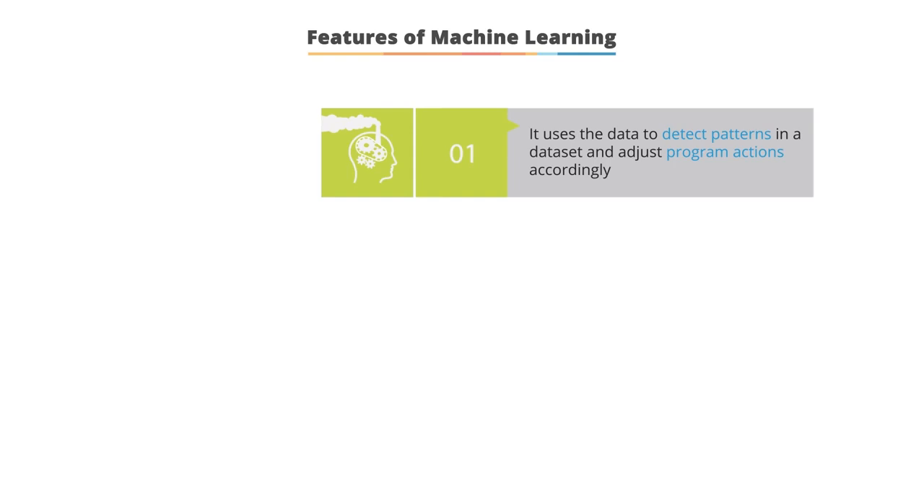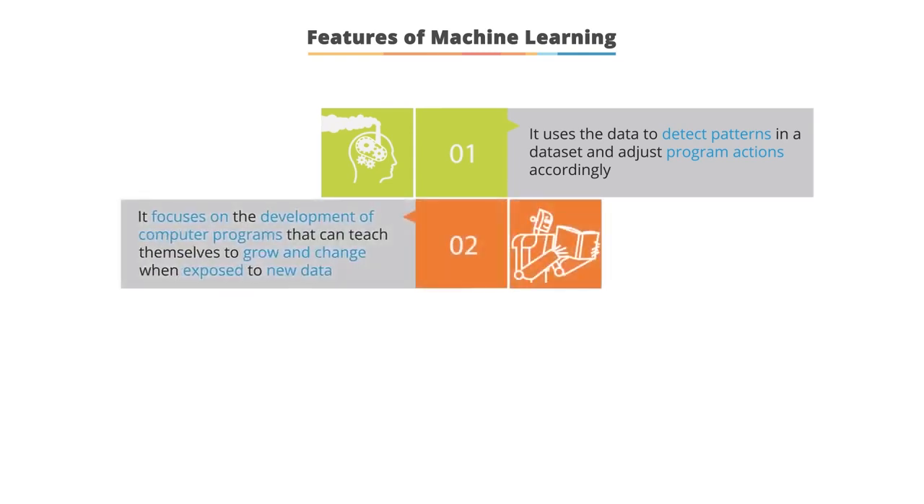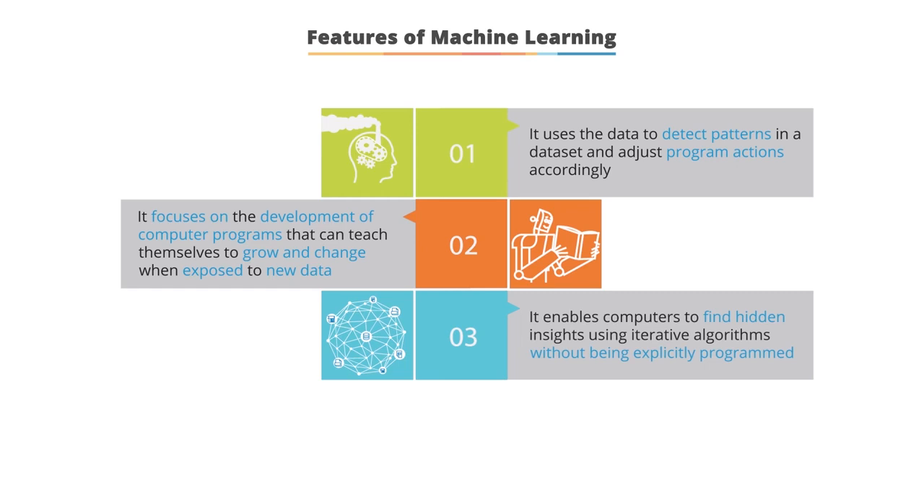Pattern detection can be defined as the classification of data based on knowledge already gained or on statistical information extracted from the patterns. It focuses on the development of computer programs that can teach themselves to grow and change when exposed to new data by using a method called reinforcement learning. It uses external feedback to teach the system to change its internal workings in order to guess better next time. It enables computers to find hidden insights using iterative algorithms without being explicitly programmed.